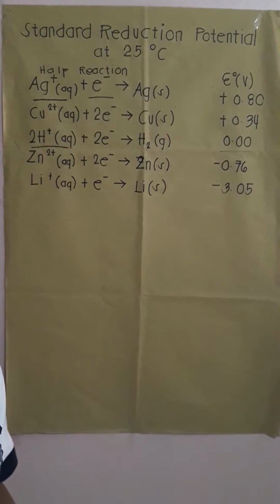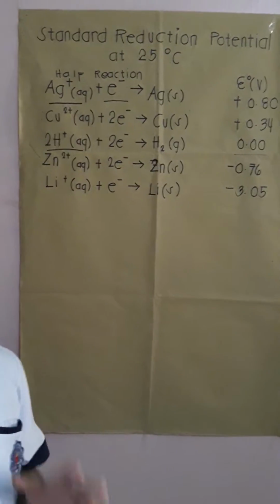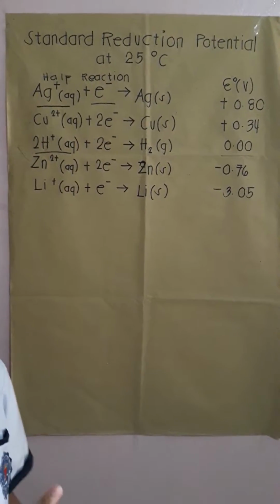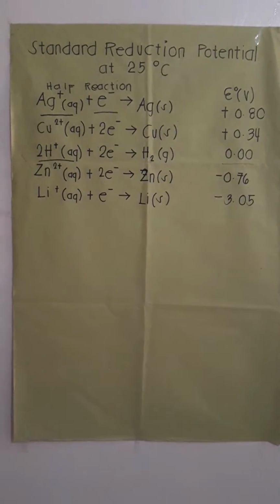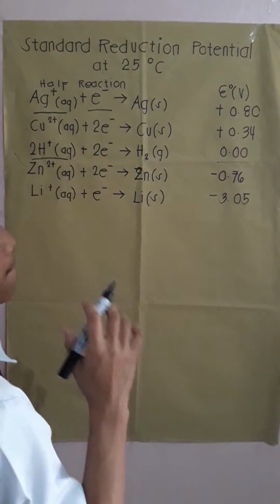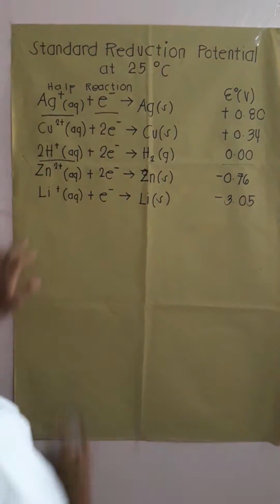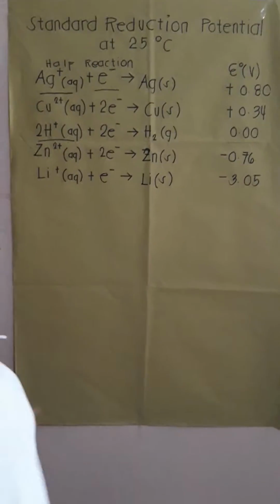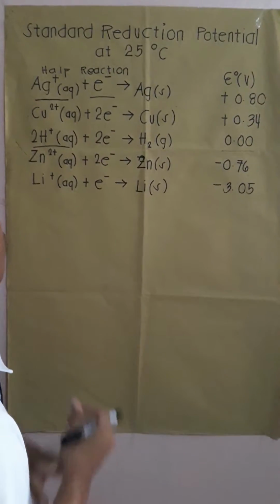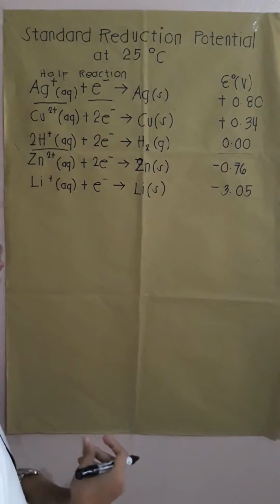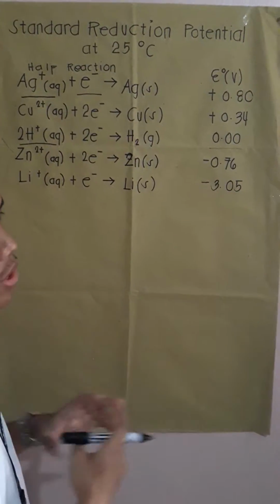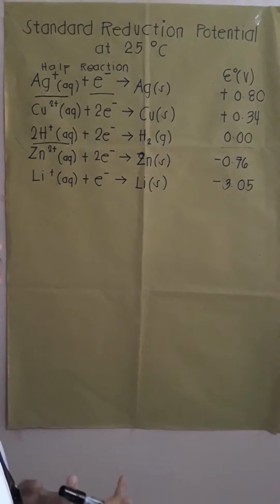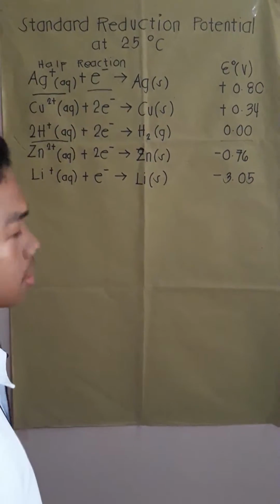So in determining the reduction half reaction, you will need to see the positivity of the standard reduction potential. So, which is more positive, the copper or the zinc? It is the copper. The standard reduction potential of copper is more positive than zinc because copper has a positive 0.34 volts. So that's how you determine the reduction half reaction.